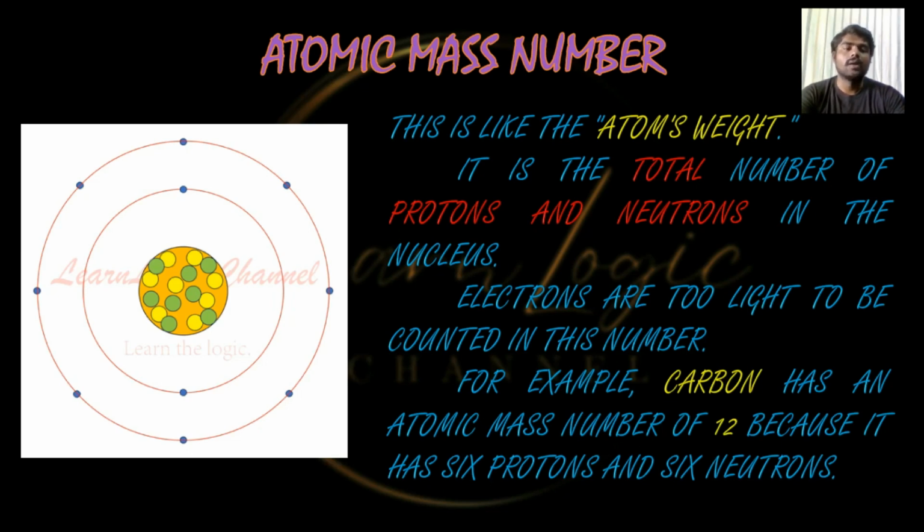For example, carbon has an atomic mass number of 12 because it has 6 protons in it and 6 neutrons in it. Similarly, you can comment down what is the atomic mass number of the element that you are seeing on the left hand side.